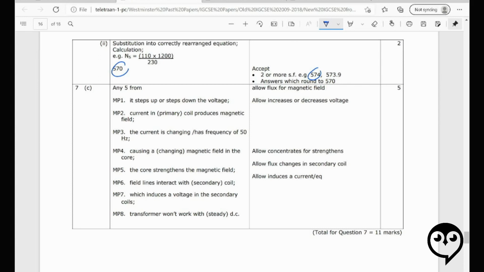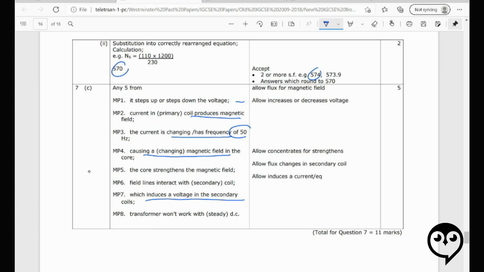Well, it will either step up or step down the voltage. We kind of didn't really get talking about that. That's not explaining how it works. That's explaining what it does, and you can get a mark for that, so that's nice. We know that we will produce a magnetic field. We know that it's changing. I said 50 hertz. There we go. We know that the changing magnetic field in the core is going to induce a voltage in the secondary coil.